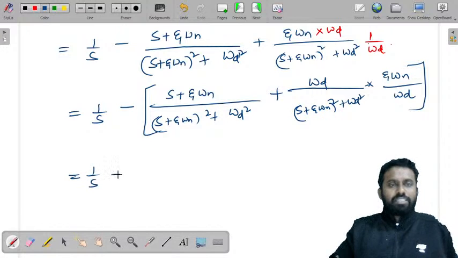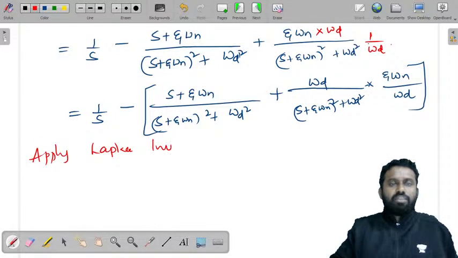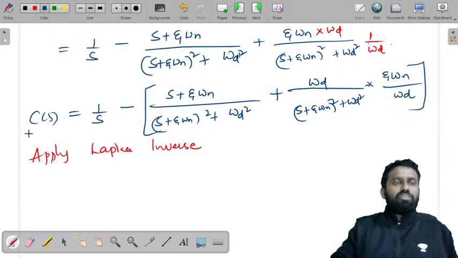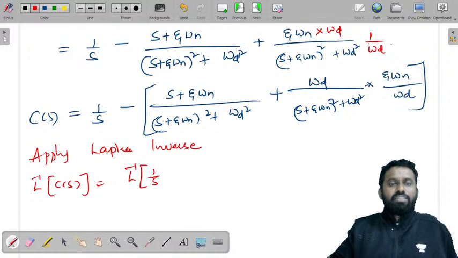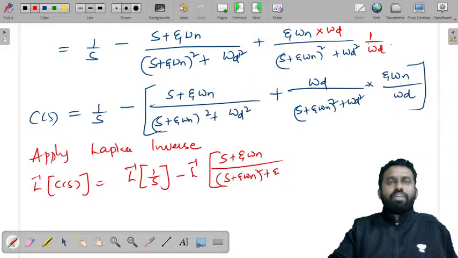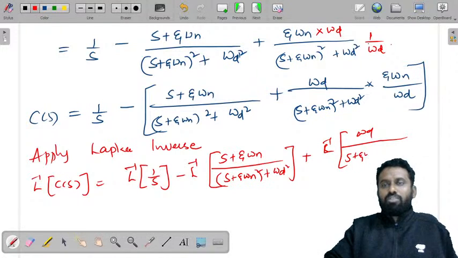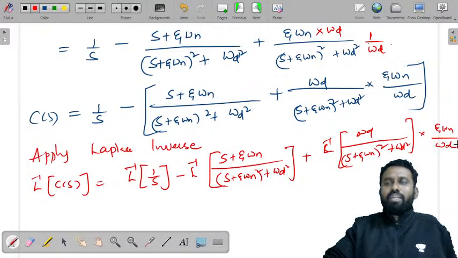Then this is 1 by s minus, we'll apply the inverse Laplace transform here. This is already C of s. What is the Laplace inverse of this? Laplace inverse of C of s is equal to Laplace inverse of 1 by s minus Laplace inverse of (s plus zeta omega n) by (s plus zeta omega n) whole square plus omega d square, plus Laplace inverse of omega d by (s plus zeta omega n) whole square plus omega d square into zeta omega n by omega d.